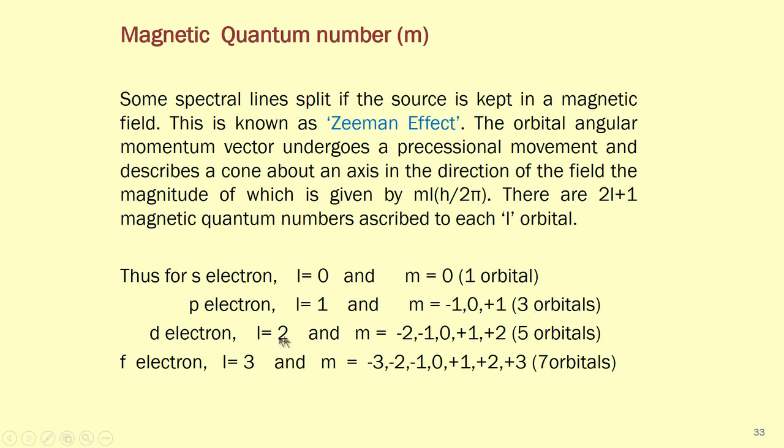Similarly, for the D electron, L is equal to 2 and M should be 2 into 2 is 4 plus 1, is 5. Okay. So, total 5 orbitals and the values would be -2, -1, 0, +1 and +2. For L equal to 1, there will be -1, 0 and +1. Similarly, for F electrons, L is equal to 3 and it is -3, -2, -1, 0, +1, +2, +3. Total there will be 7 orbitals.